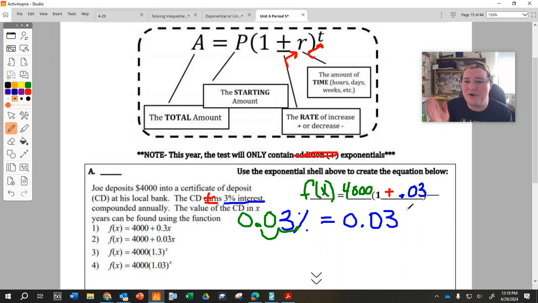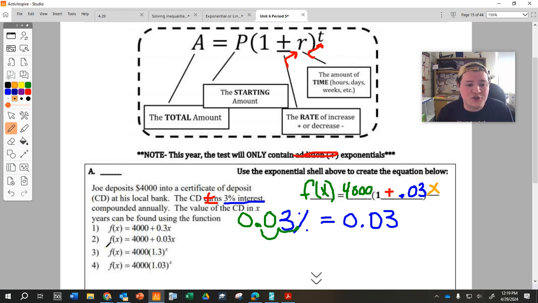Sorry, parentheses getting shaved off. That last blank is time. How much time is going on? Well, we don't know. It says the value of the CD in X years. So we do know how much time goes on. It's X years, X plus 1. So that exponent's going to be X. And if you look at the choices, that really narrows it down quickly, doesn't it?